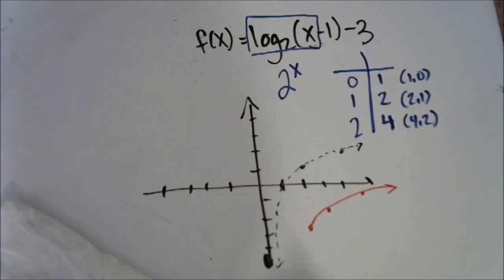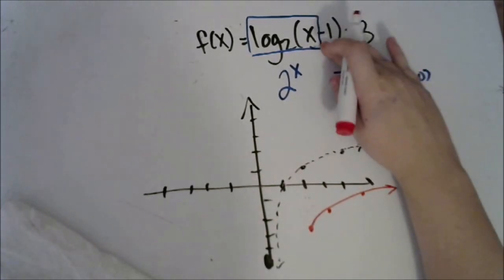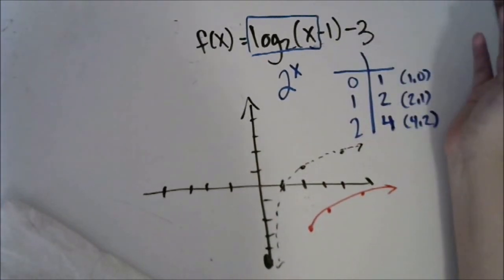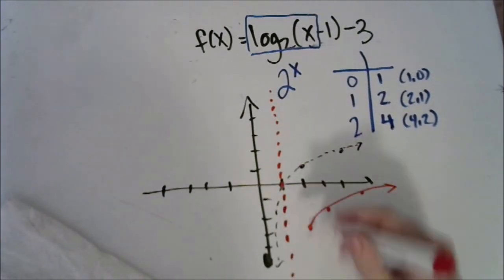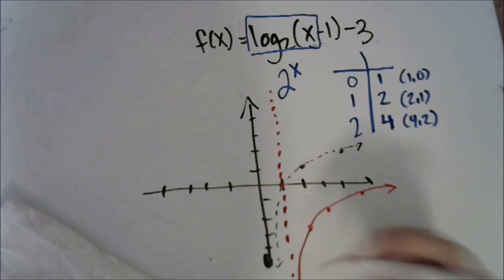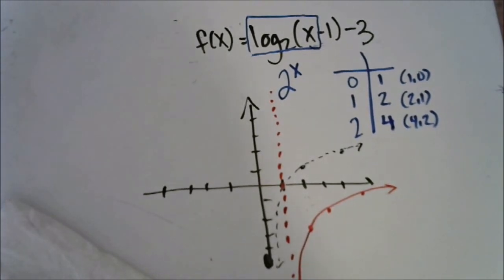Before I connect these, I need to know if my asymptote has changed. So if you move your asymptote right 1 and down 3, is it in a new position? And the answer is yes. Redraw that asymptote and make sure that you don't cross it as you continue your graph.